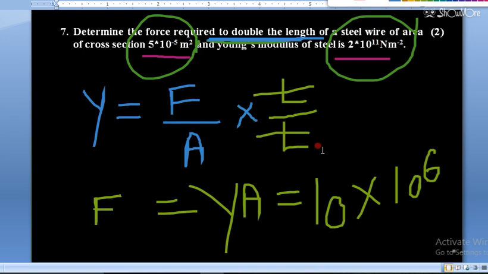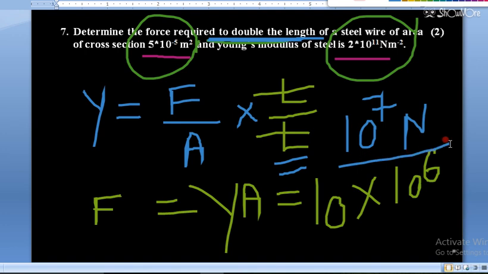On simplifying, the force required is 10 raised to the power 7 Newton. This is the amount of force required to double the length of a steel wire having the given cross section and Young's modulus. So this is the question number 7 solution. The concept you have to extract from the question is delta L is equal to L.